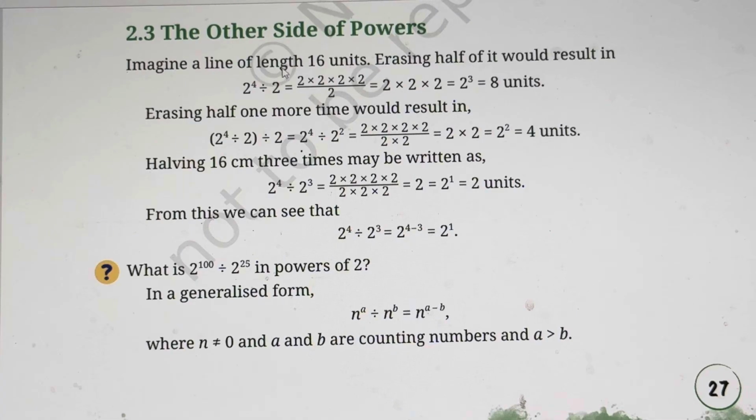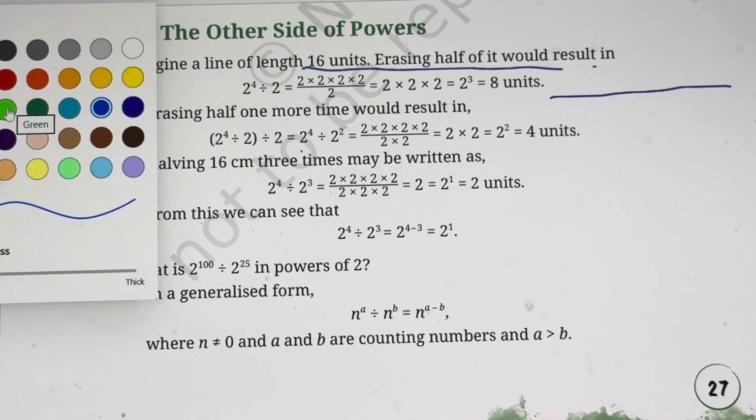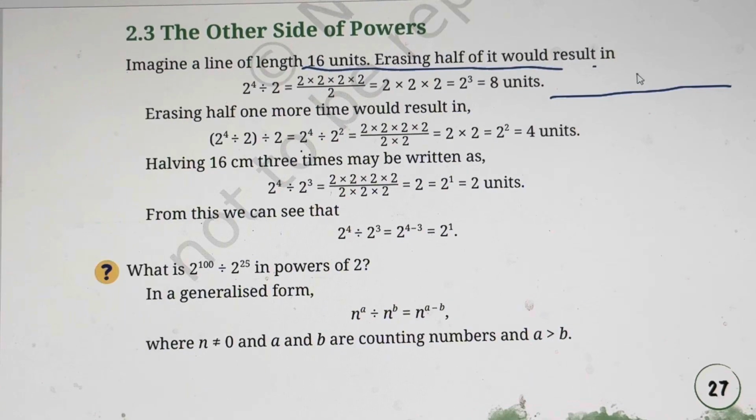Imagine a line of length 16 units. Erasing half of it would result in what? Let us see. 16 units. Suppose I draw a line of 16 units over here, and if I divide it by half, somewhere here, it will remain 8 units, right? Suppose it is 16 units, then it will be 8 units.